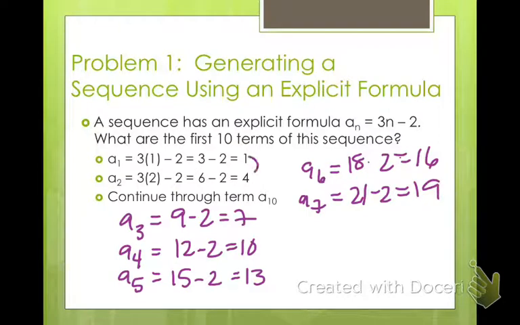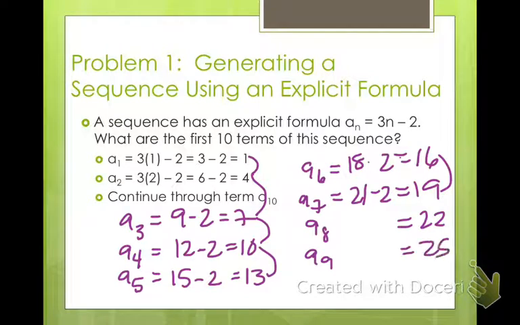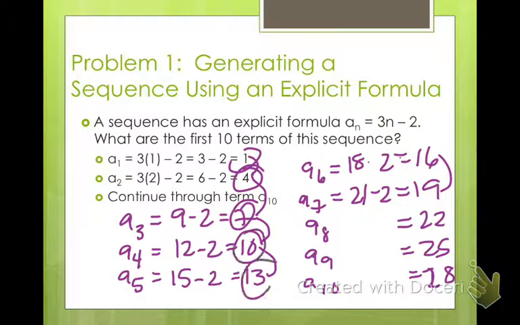You should be seeing a pattern. Do you see what's happening each time? We're adding 3. So a sub 8 is going to be 19 plus 3, which is 22. A sub 9, add 3 is 25. A sub 10, add 3 is 28. So the first 10 terms are 1, 4, 7, 10, 13, 16, 19, 22, 25, 28. Pretty simple.